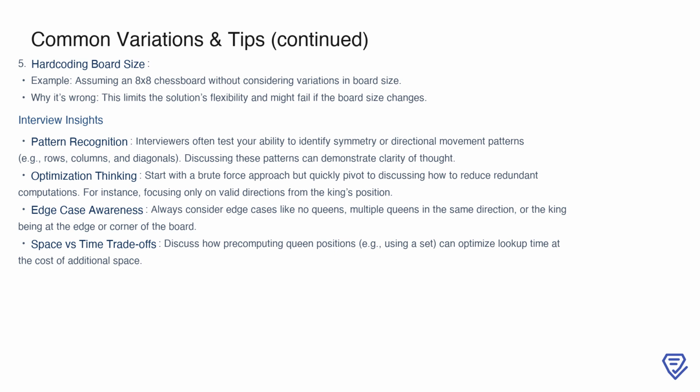Edge case awareness is another critical skill. Make sure to account for scenarios such as having no queens, multiple queens in the same direction, or the king being at the edge or corner of the board. Finally, consider the trade-offs between space and time. For example, pre-computing queen positions using a set can optimize lookup times, but it comes at the cost of additional space usage. Addressing these aspects during an interview can leave a strong impression.